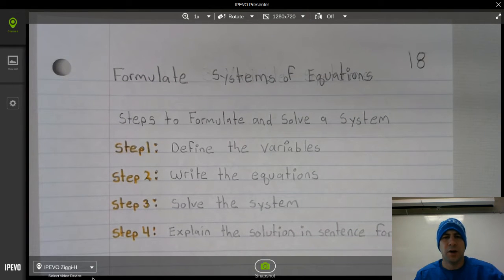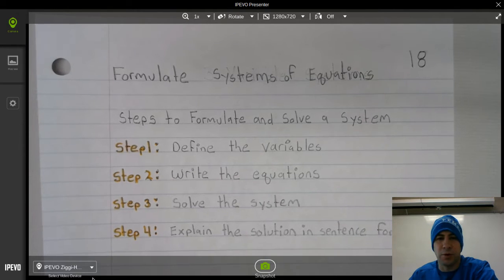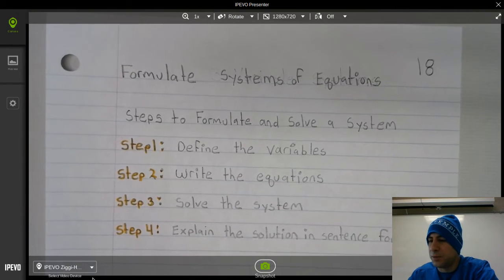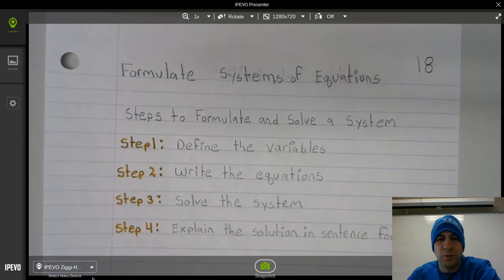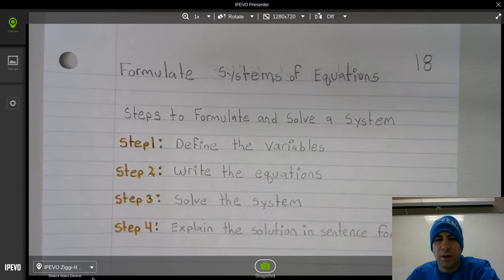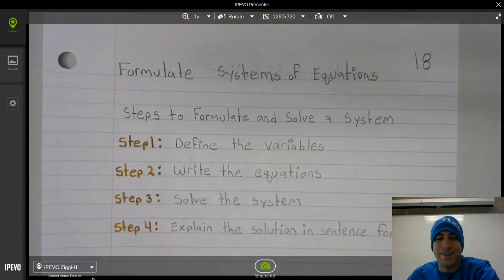The steps to write and solve a system of equations are really four, so let's look at them. Step 1, define the variable. Step 2, write the equations. Step 3, solve the system. Step 4, explain the solution in sentence form. So if you would, pause your notes.